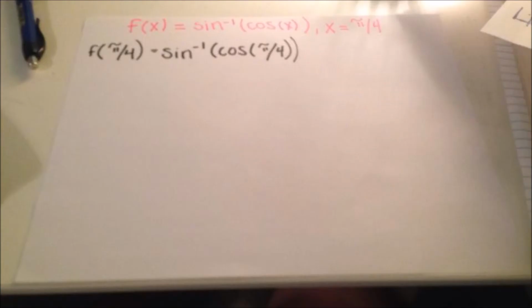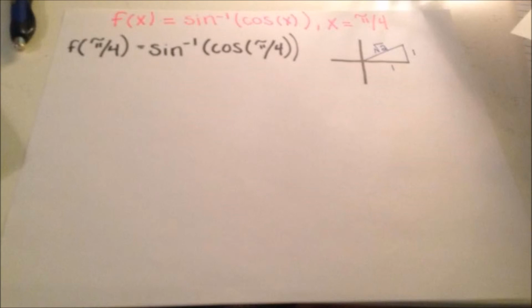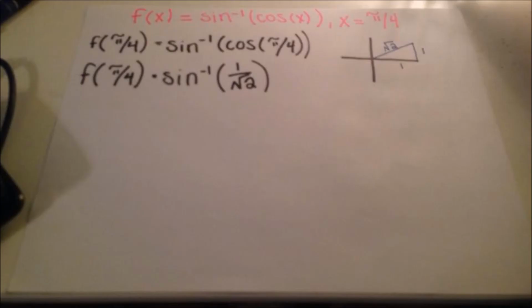For this, we need our handy-dandy calculator. Then you plug in pi over 4 and you get arcsine of cosine of pi over 4. Then you draw your handy-dandy grid and triangle, and because pi over 4 is where the 45, 45, 90 special triangle is, you know that your sides are 1, 1, and the hypotenuse is radical 2. From your grid, you find out that f of pi over 4 equals arcsine of 1 over radical 2.